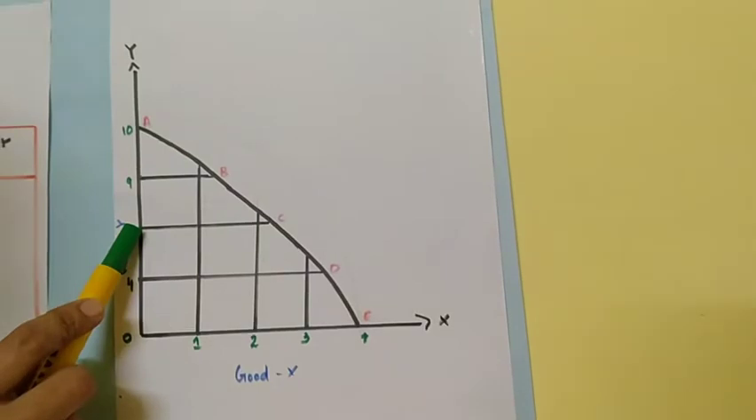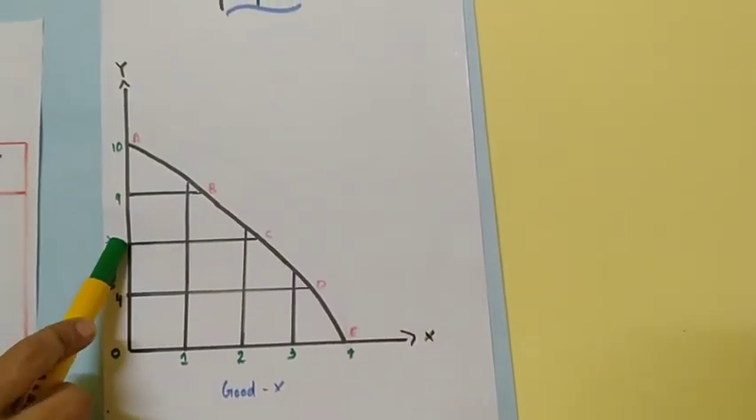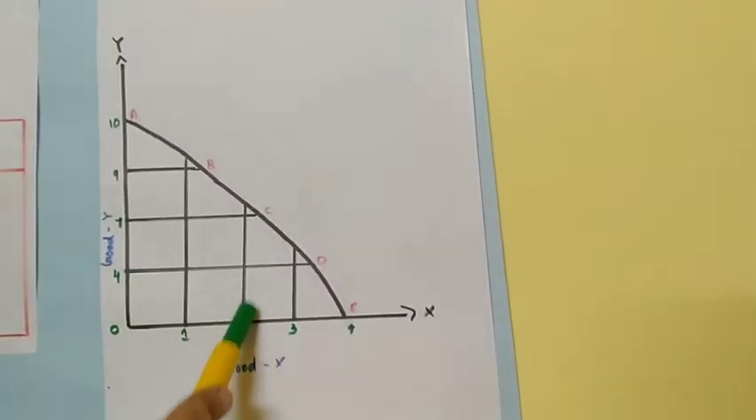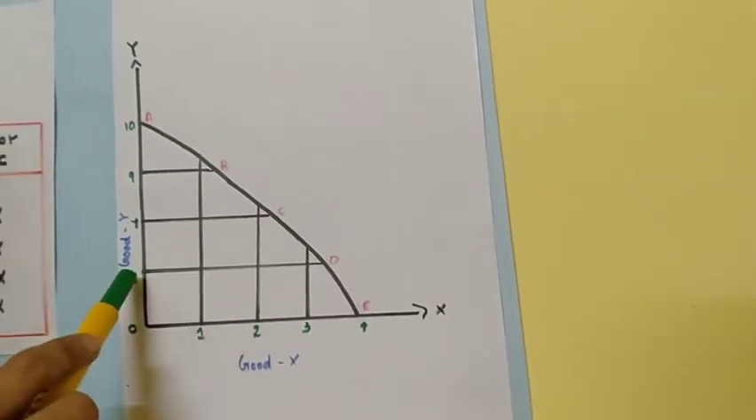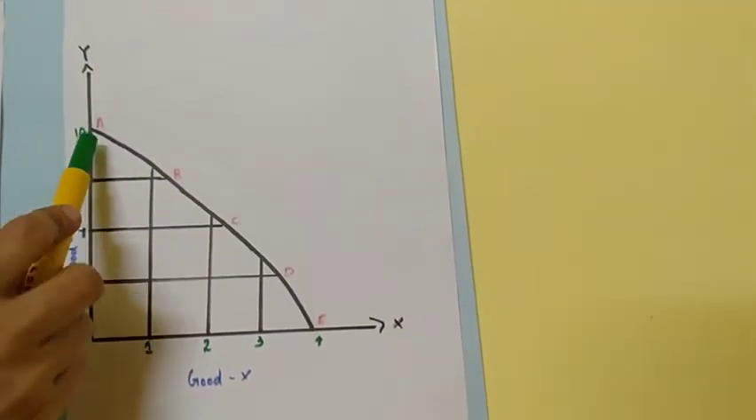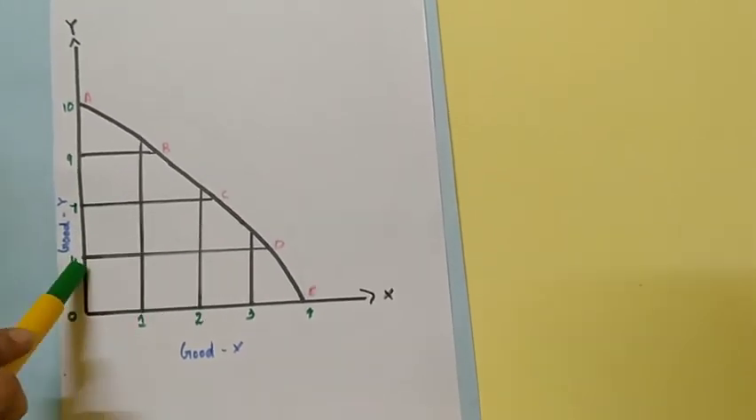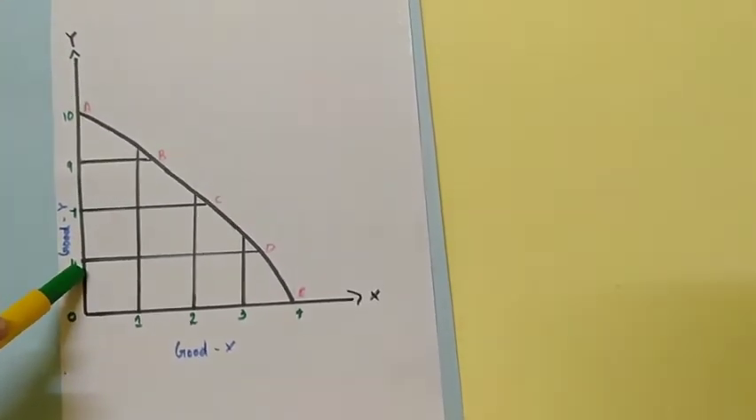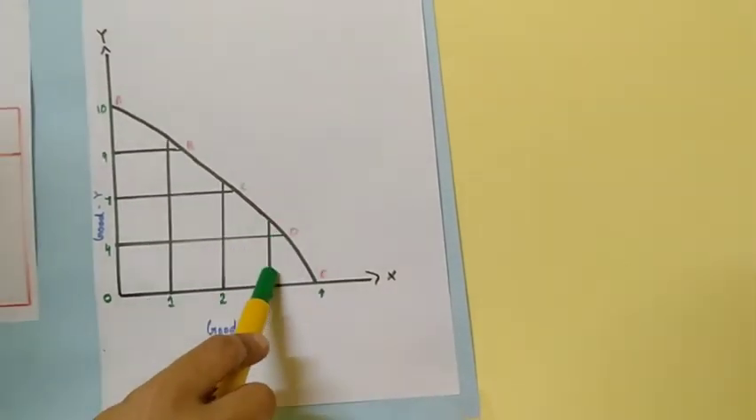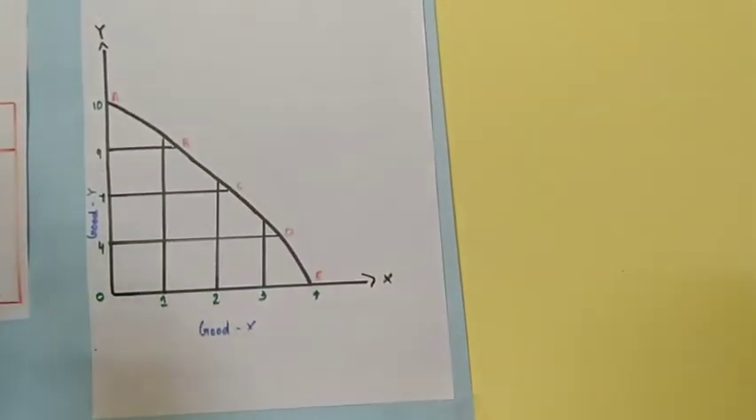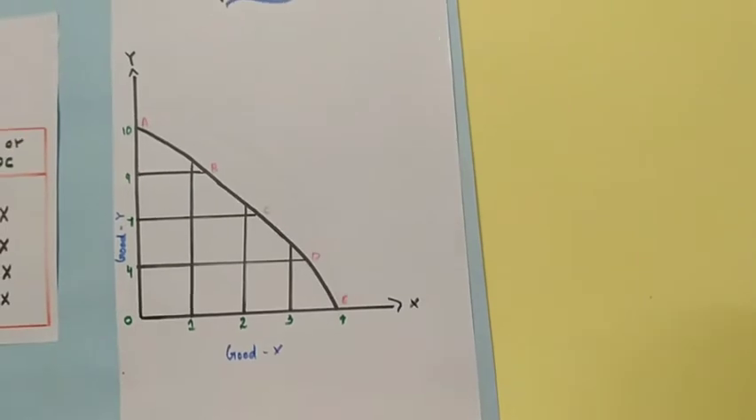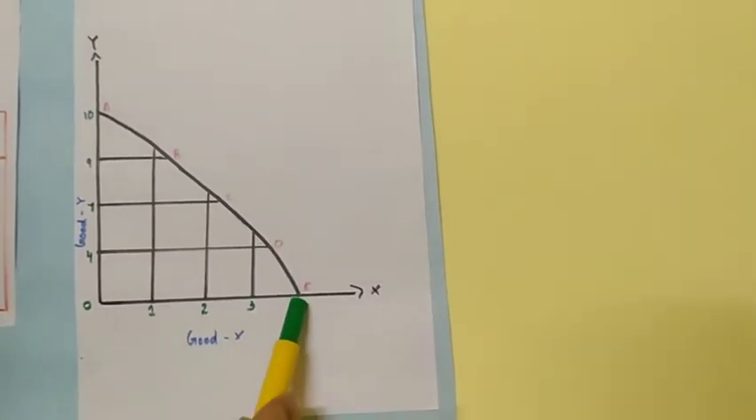Then 7 units of y and 2 units of x. Again, we are sacrificing y for x. 4 units of y, 3 units of x. Then the last one, we are producing 4 units.